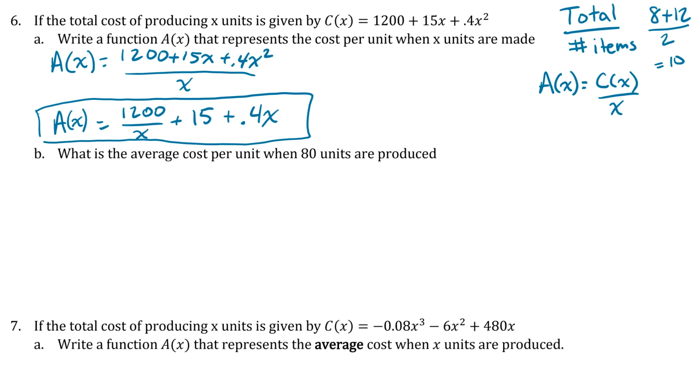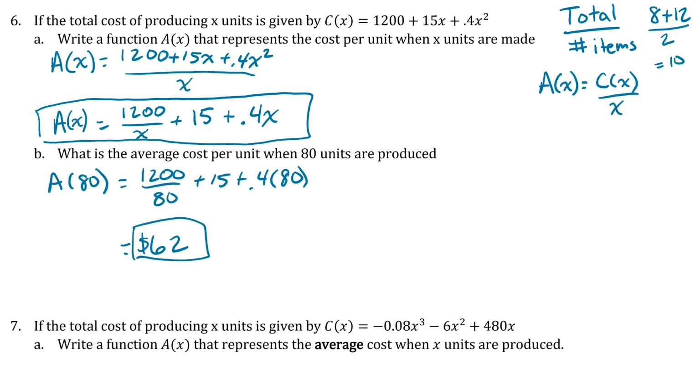All right, so for part B, what is the average cost per unit when 80 units are produced? Well, for that, all we gotta do is plug in 80. So it's gonna be 1200 divided by 80 plus 15 plus 0.4 times 80. Put that into your calculator and you should get 62. So $62 the average cost per unit.